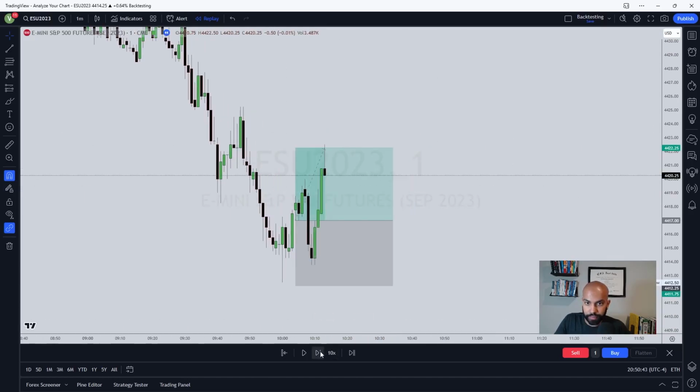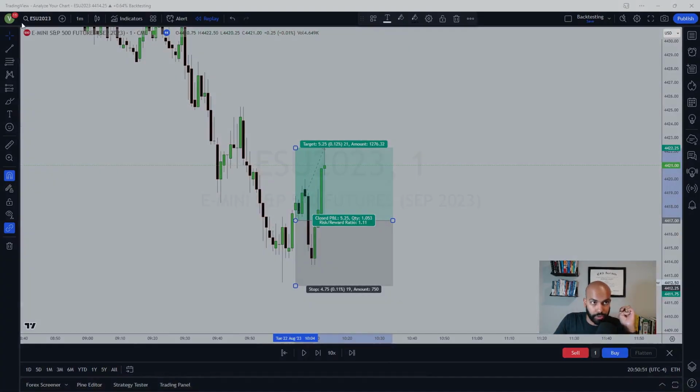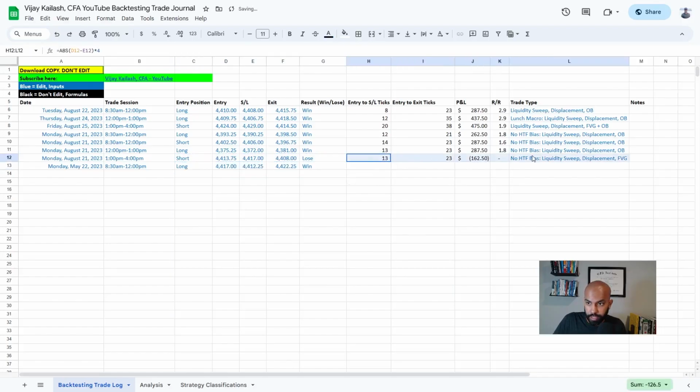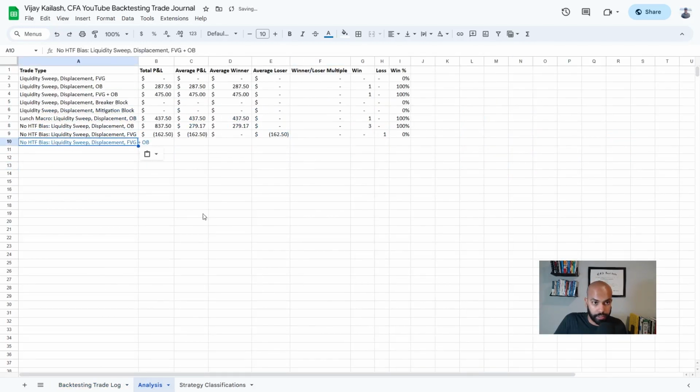Okay, we got filled. And there we go, our exit. We would go ahead and log this into our journal, type in trade 6, win. So we type all this in, and then we're going to go ahead and paste it, and it was a win. And this actually had both an order block and a fair value gap. So it's going to be fair value gap plus order block. I'm going to add that to this and to this.